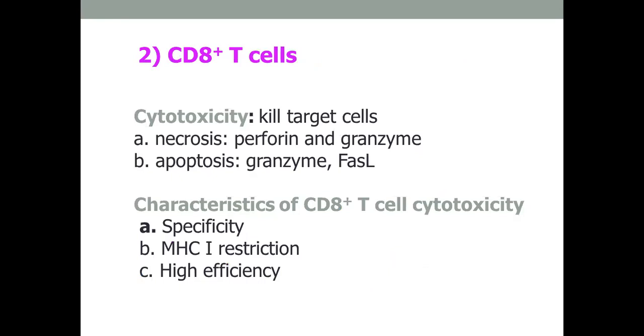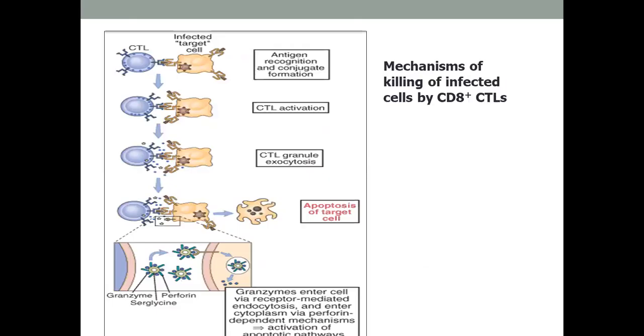The CD8 T cells cause cytotoxicity, kill target cells, and produce necrosis and apoptosis. Necrosis is caused by perforin and granzyme, and apoptosis by the granzymes and the Fas ligand. These are the ways they cause cytotoxicity. The characteristics of CD8 T cell cytotoxicity must be specificity, limits of recognition, and high efficiency.